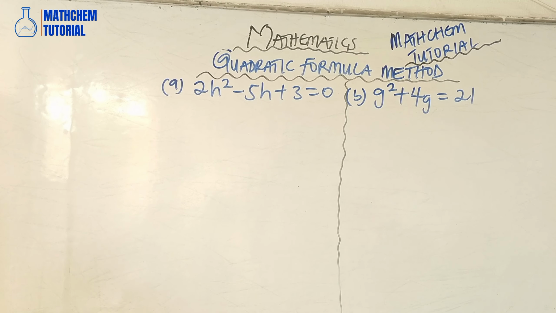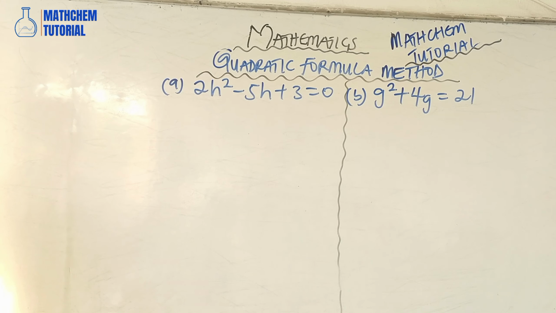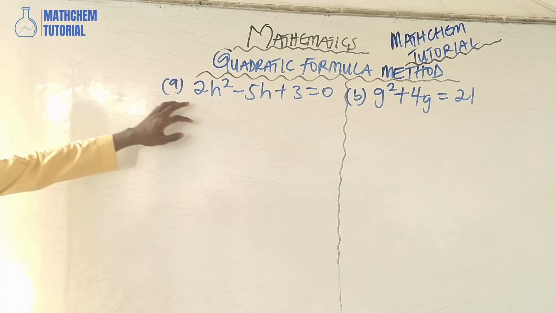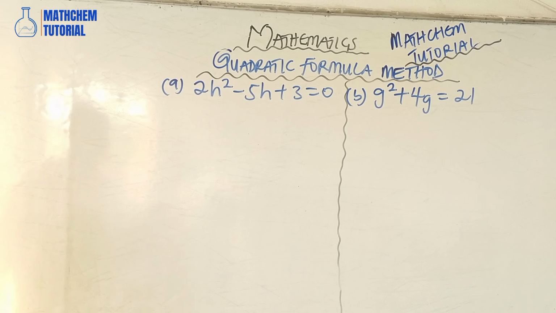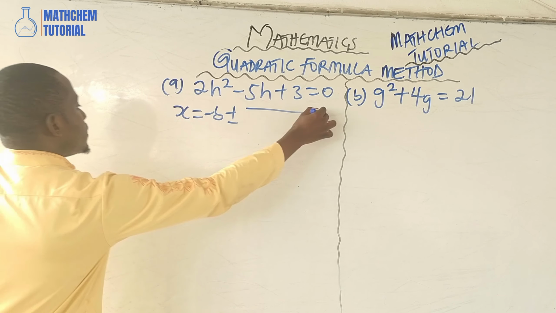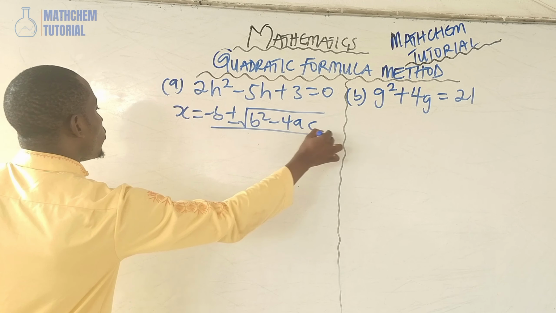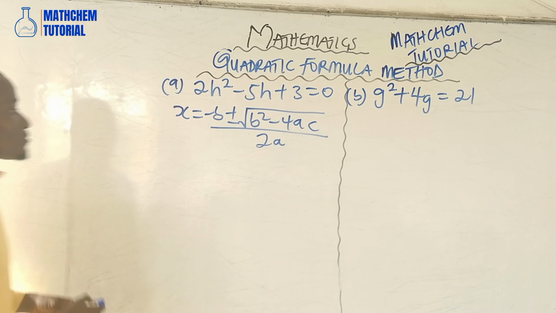Now this time around, we'll be looking into another method of solving this quadratic equation. The method we'll be looking at is the quadratic formula method. So we are still going to solve the example we solved with factorization and completing the square method. We will still solve it using the quadratic formula method. Now the quadratic formula is x equals minus b plus or minus the square root of b squared minus 4ac, all over 2a.